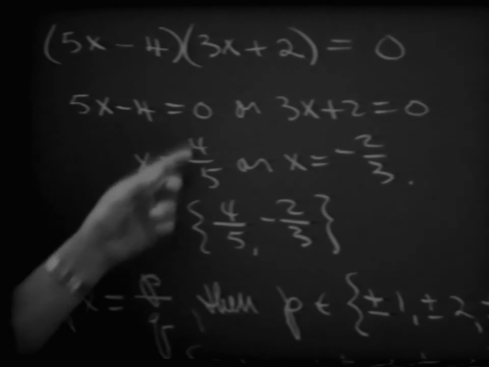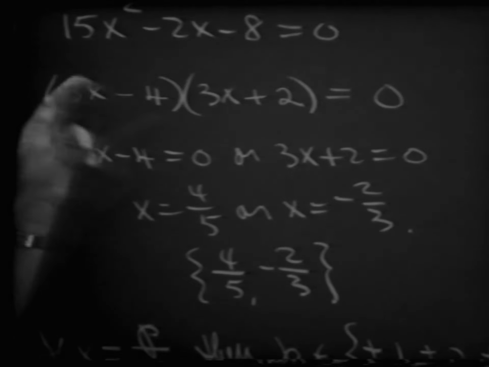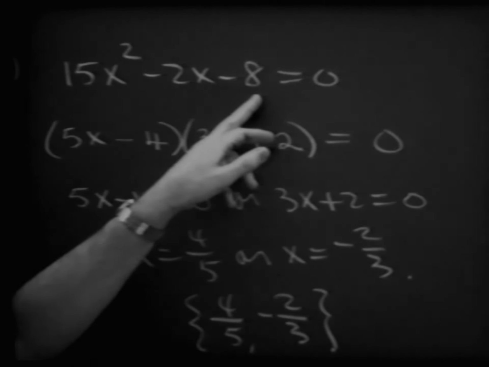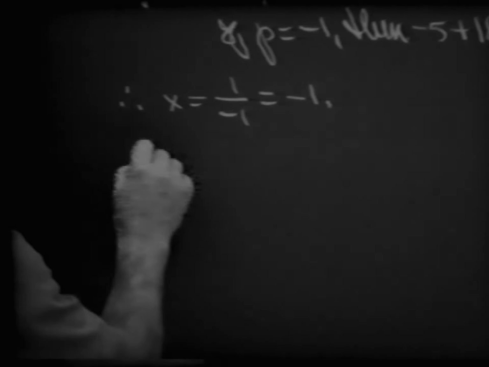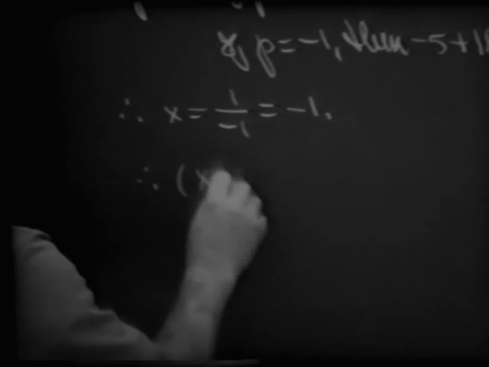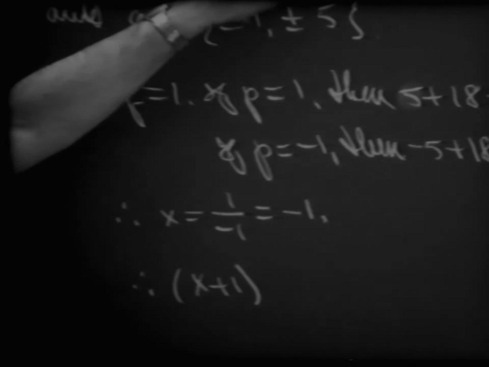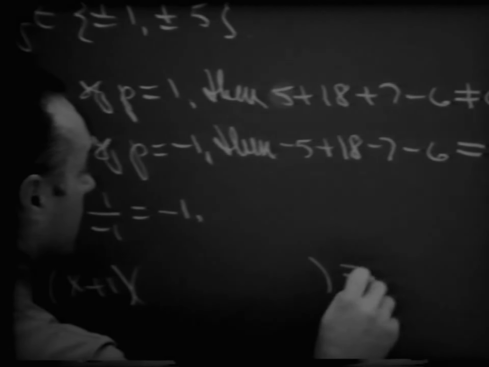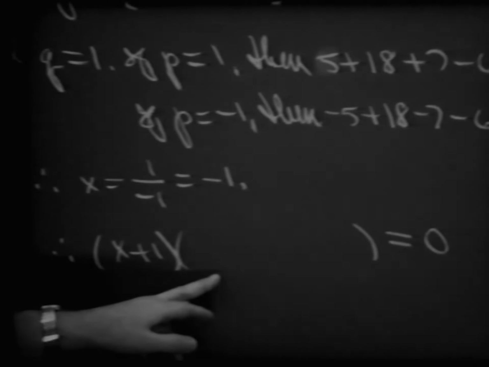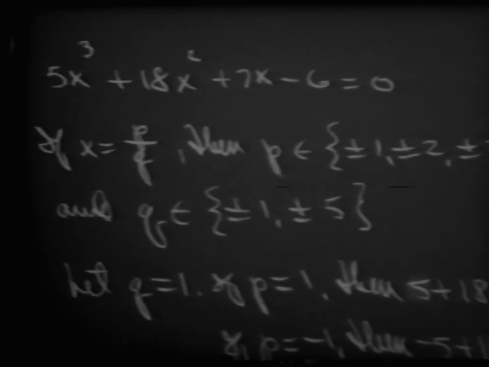If x is equal to 4/5, then 5x minus 4 is a factor of the original polynomial expression on the left-hand side. Is that right? So let's use that idea over here. Therefore, what can we say but that x plus 1 must be a factor of the original polynomial expression on the left-hand side times some other factor, which we don't yet know, is equal to 0. Is that right? Now, how can we find this other factor? How can we find it? By division. So let's actually perform that division.